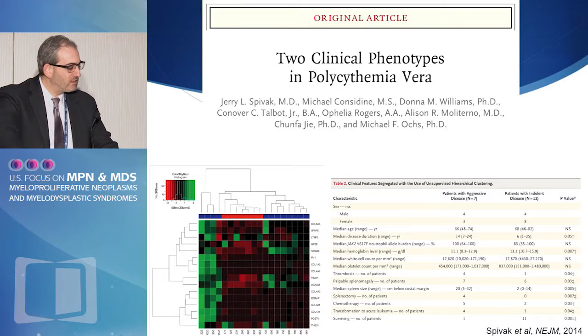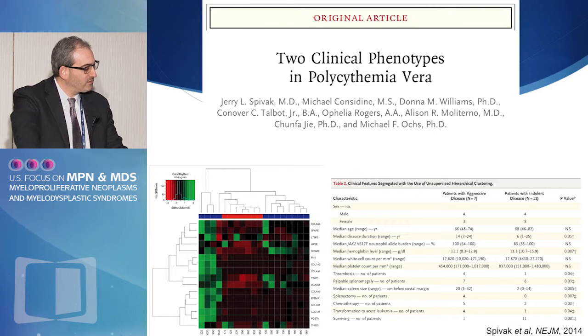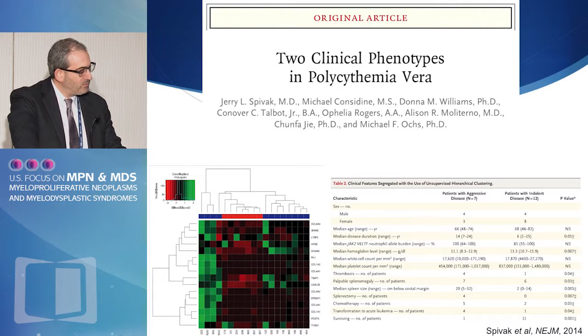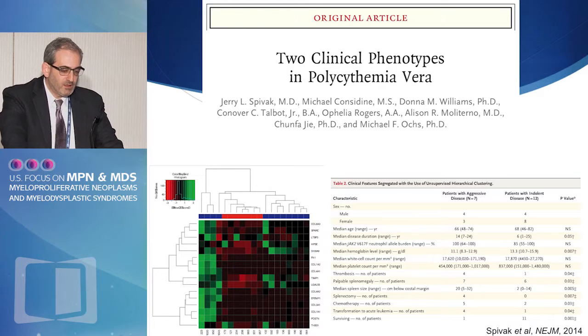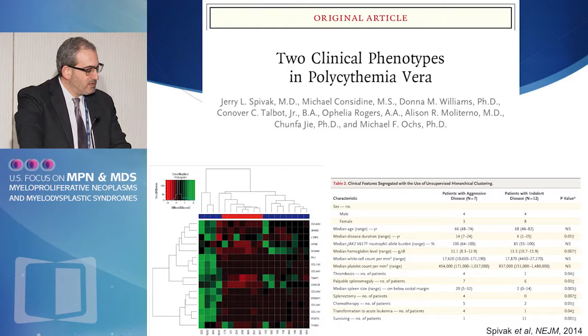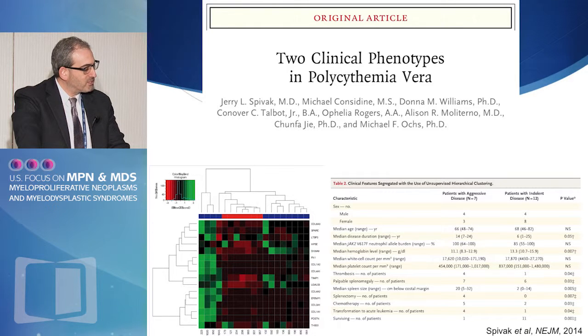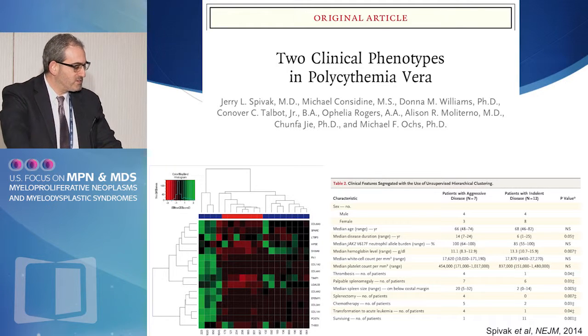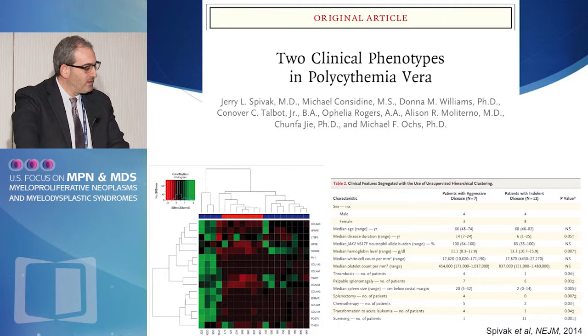Now, another interesting study that was published in the New England Journal of Medicine is from the Johns Hopkins group led by Jerry Spivak and colleagues. Basically, they took CD34 cells that were circulating in the peripheral blood of patients with PV, and they did gene microarrays. They were actually able to classify, in 19 patients, granted it's a small study number, patients that had a signature for indolent disease and patients that had a relatively more aggressive phenotype, that is, higher frequency or earlier transformation to myelofibrosis or acute leukemia.